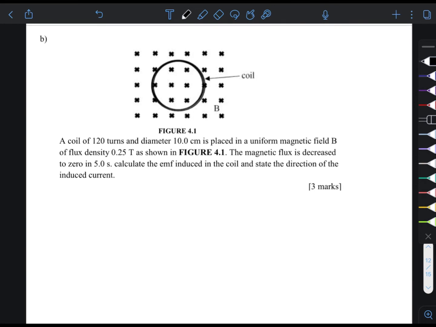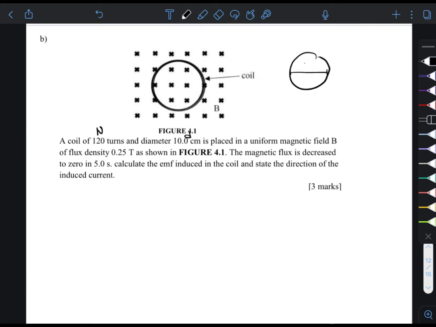Okay, so next we're going to proceed with question B. What we have in the question here is a coil of 120 turns and a diameter of 10 cm, placed in a uniform magnetic flux density as shown in figure 4.1. So we have the number of turns given, and we have the diameter of the coil.